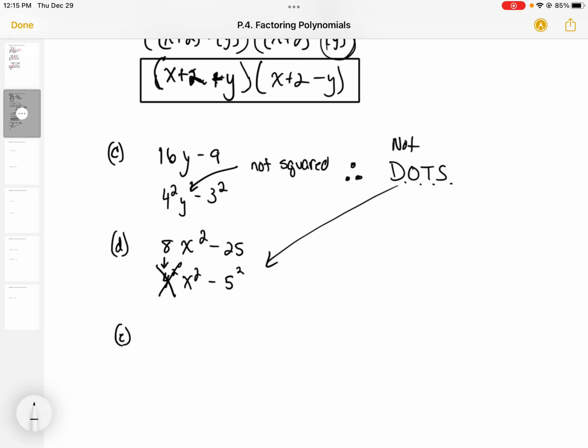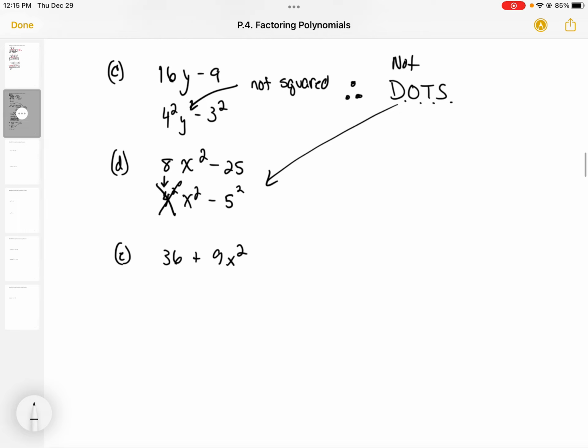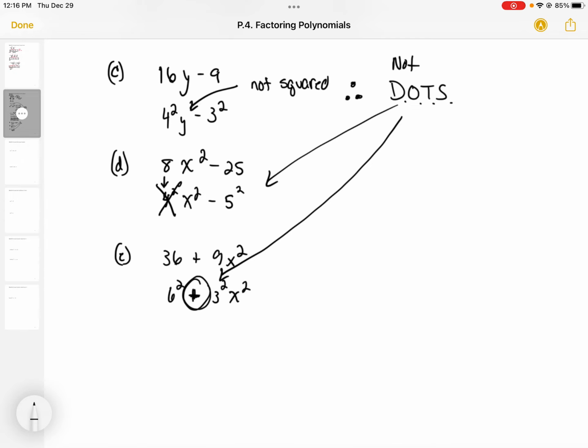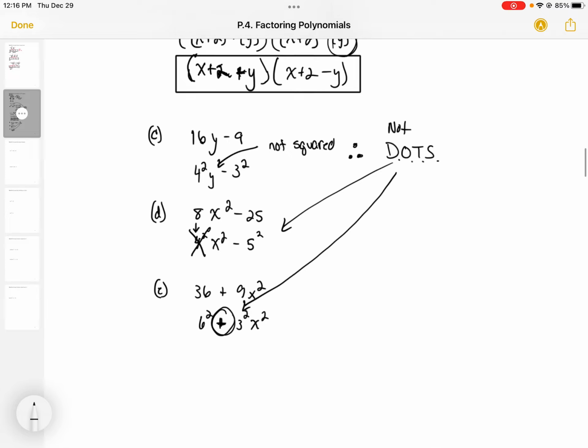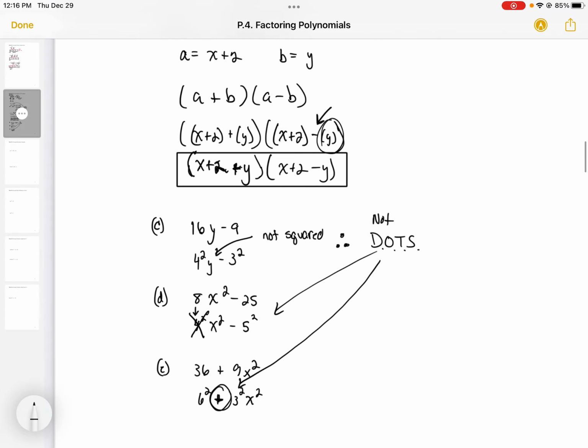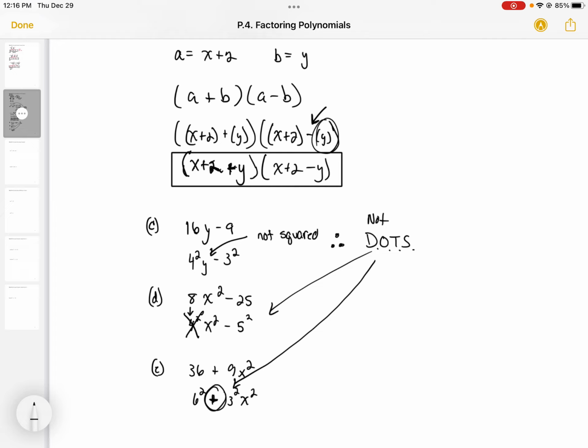And then the last one, say we have 36 plus 9x squared. Now we can look at this and say, hey, 36 is a perfect square, I could write that as 6 squared. 9 is a perfect square, I could write that as 3 squared. x is already squared. But this is not a difference. This is a sum. So this is also not a difference of 2 squares. So you want to be careful when you're factoring. Just because you have two terms does not mean that you can factor it as a difference of 2 squares.